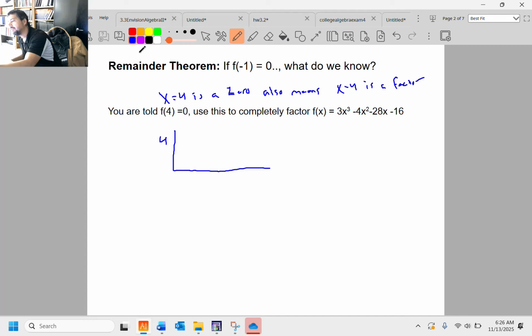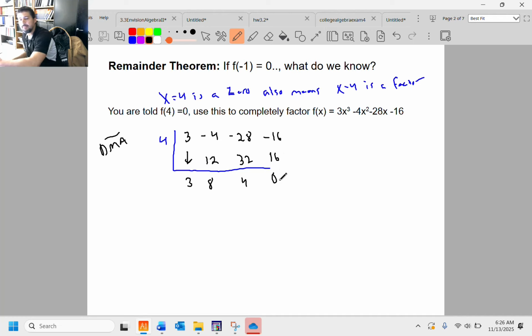We'll throw that out in front of the vinculum. We'll put our coefficients on the second floor. And then we will drop. Remember the acronym is DMA. We will drop. We will multiply. We will add. We will multiply. We will add. And we will multiply. And we will add. And I got a remainder of 0. Preceded by a remainder is a constant. Preceded by a constant is an x. And preceded by an x is an x squared.